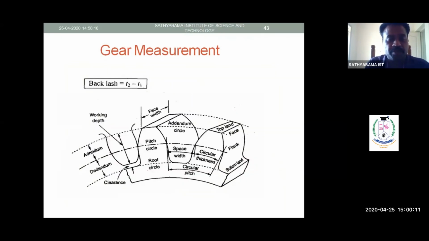This is another picture you have seen in a different form: addendum, dedendum, pitch circle diameter, base circle. You can observe the clearance. Two gears are here, the bottom one and one more gear. Between both there will be a small clearance. Working depth, and what is this face width? Look at this top land, the top surface of the tooth; bottom land, the bottommost point; the inclined surface is called the flank. And what is this circular thickness? Tooth thickness. These things will be used for measurements.